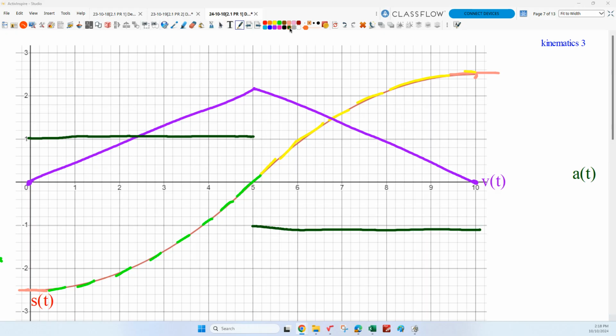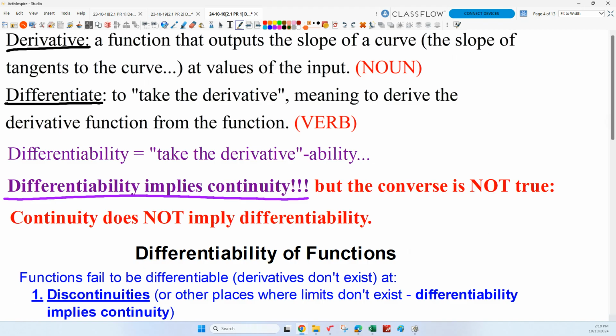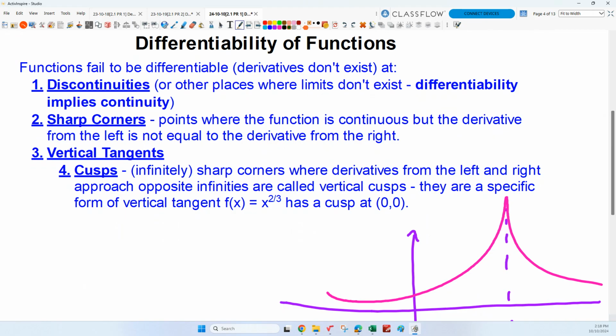Does it exist there? Does the derivative of the purple function exist at 5? Say it again? How come? You're right. We said there are 3 kinds of places where derivatives don't exist. Right? No, the purple velocity function was not discontinuous there, but one of these 3 things was happening. What was it? What was going on? It's not discontinuous. No, there were no vertical tangents. Wasn't it a sharp corner?